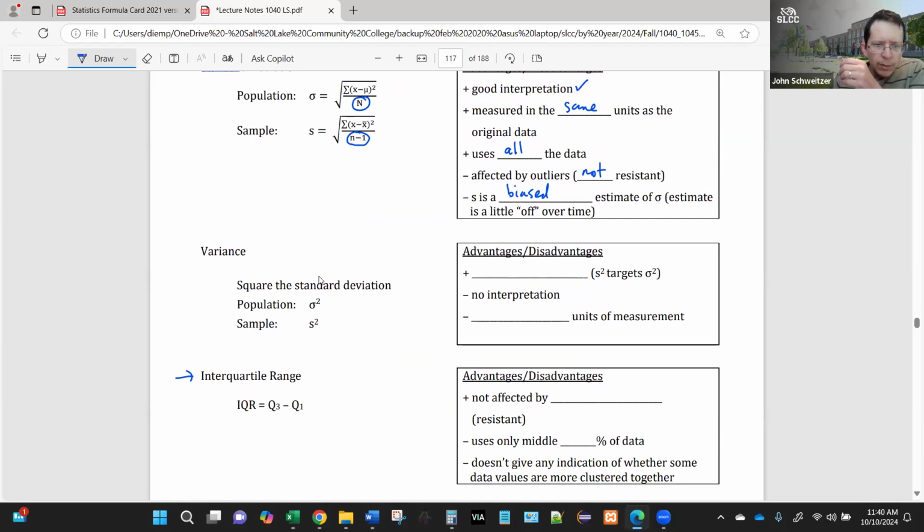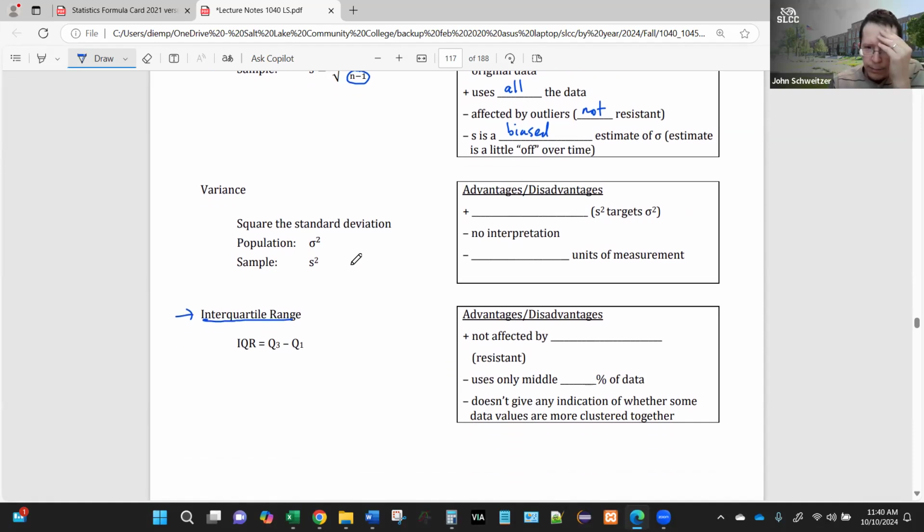Then skipping the variance for just a minute, let's come down here to the interquartile range. This is the one we talked about last time. So the IQR is Q3 minus Q1. And if you remember, the quartiles themselves are like medians, right? They're medians of the upper half and the lower half of the data set. So since the IQR is made up of medians, it's not affected by outliers or skew. So we say that it is a resistant statistic, so it's good.